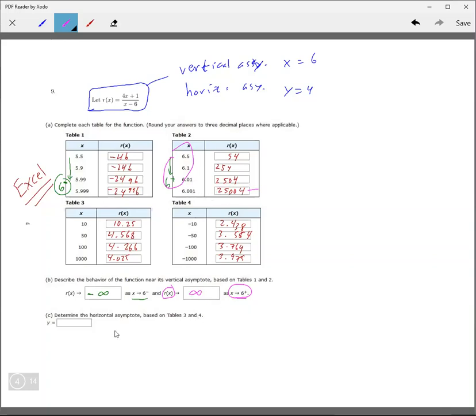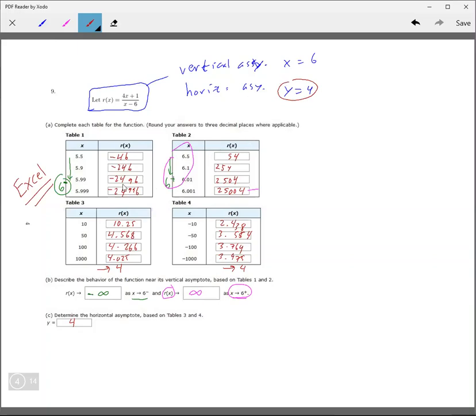Okay, so part C, determine the horizontal asymptote based on tables 3 and 4. You can kind of see from these two that these numbers are getting close to 4. That's going to 4, but you're slightly bigger than 4 here, and slightly smaller than 4 here. These are really big numbers, and you can go back to Excel and experiment with even larger numbers and see what happens. But you're going to 4, and that corresponds to having a horizontal asymptote of 4.